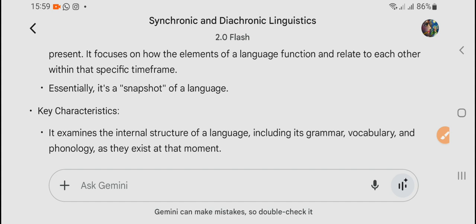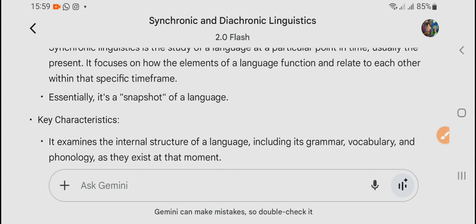But when we study at a particular time, the present time, how English is used at this time, that approach is called synchronic linguistics. But suppose we study right from the beginning, from Old English to Modern English, that approach is called diachronic linguistics. Now, coming to synchronic linguistics.